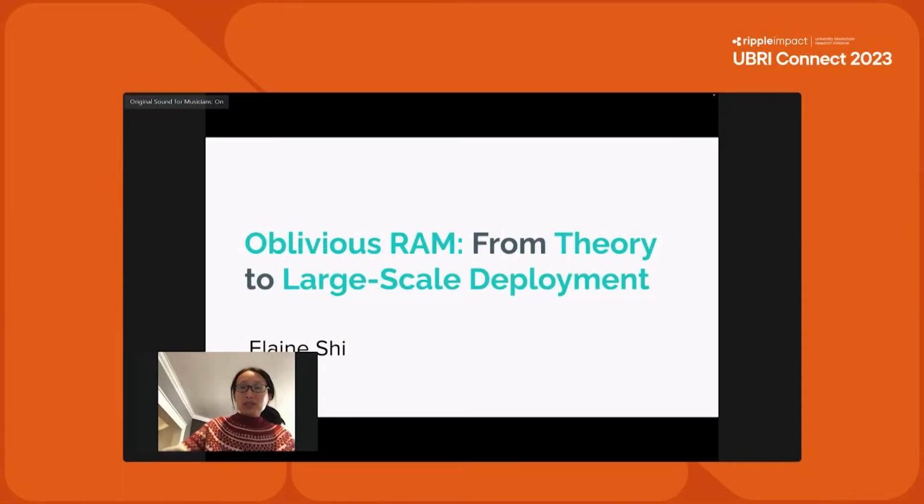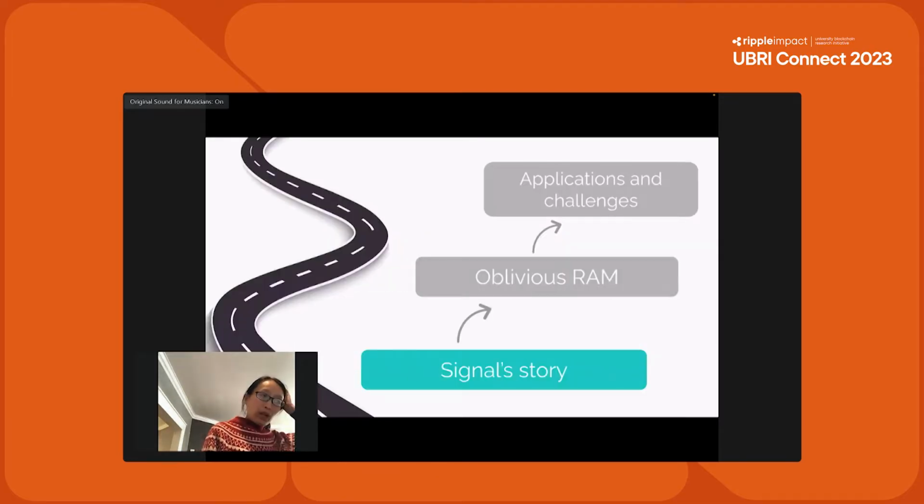Today I want to talk about Oblivious RAM and how it evolved from pure on-paper theory to large-scale real-world deployments. Okay, so I will begin with Signal's success story of deploying Oblivious RAM, or ORAM for short. And then we'll walk through how to construct Oblivious RAM together. And then at the end, I will talk about the potential applications of ORAM in the blockchain context.